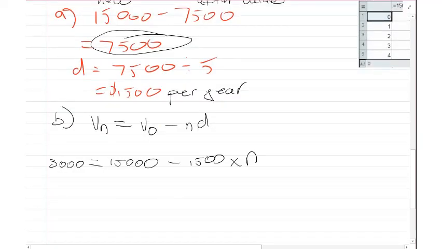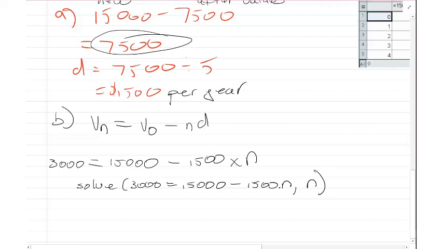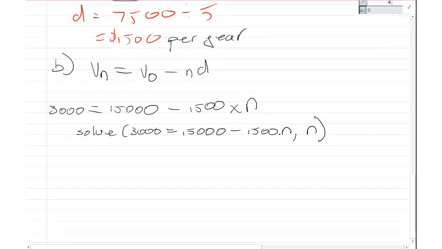So what you need to do now is rearrange the equation. This would be a perfect place to use solve because you'd write solve in your calculator. Solve 3,000 equals 15,000 minus 1,500N, then put a comma, N because I'm solving for N. Close the brackets, press enter, and you'll get your N value. Okay, that's if you want to use solve. I suggest you use solve at that point.